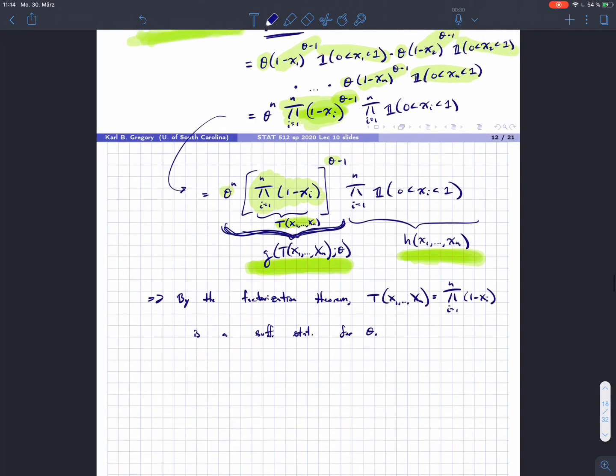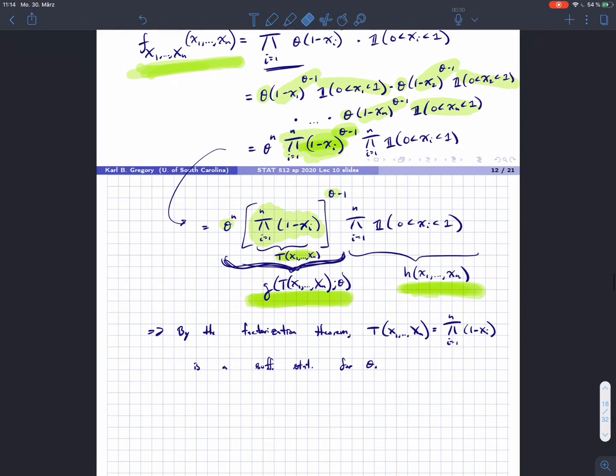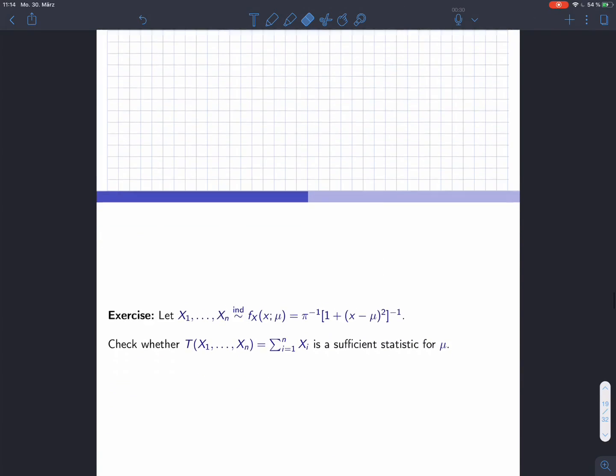So if I had tried doing it the other way, I would have had to get the PDF of this thing. But that is too hard, so we don't do it. We can use this factorization theorem. Okay, let's do another example.